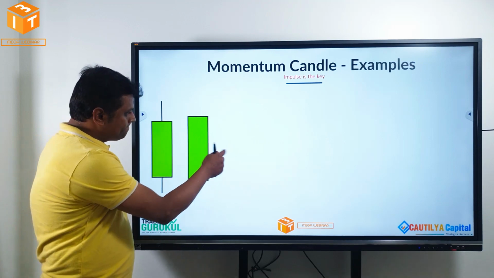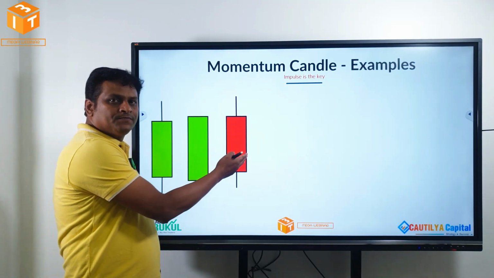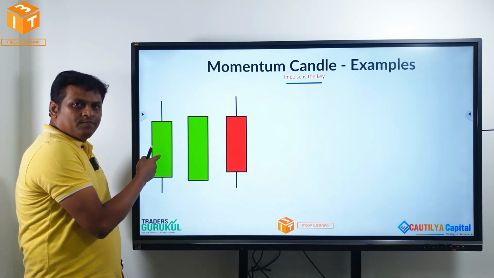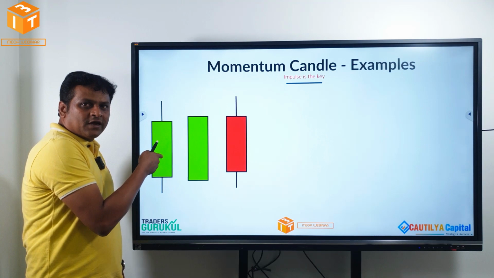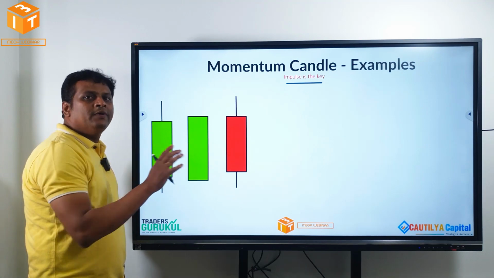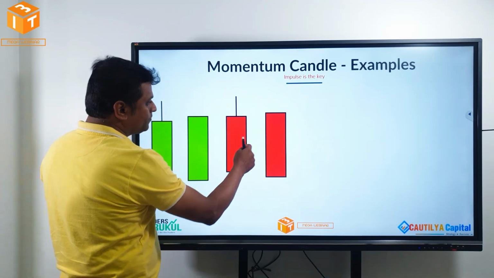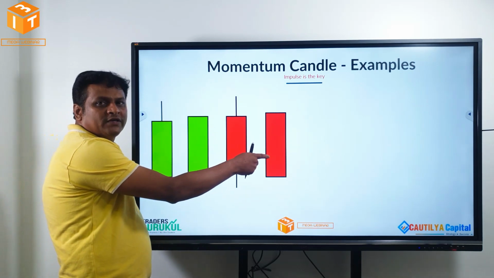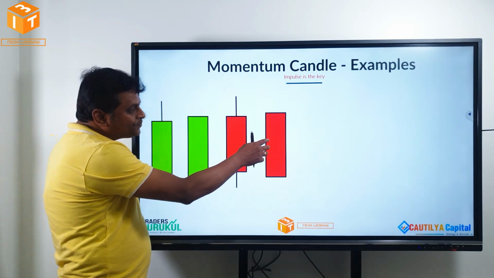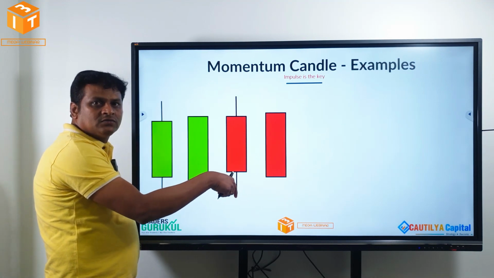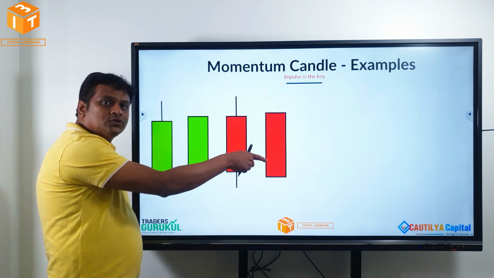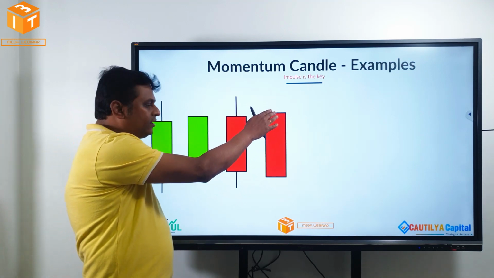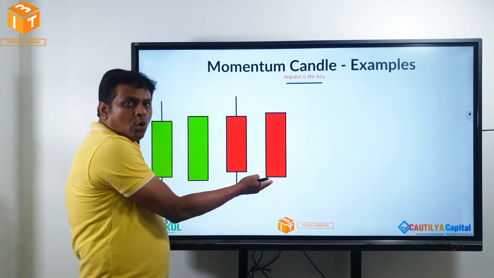Right? Look at this candle. What is the difference between this and this candle? This is green, which is a bullish momentum candle. This is red, which is a bearish momentum candle. How about this? It is also a momentum candle where there are no wicks. It is also a Marubozu bearish candle. This is a scenario where open is equal to high, close is equal to low.